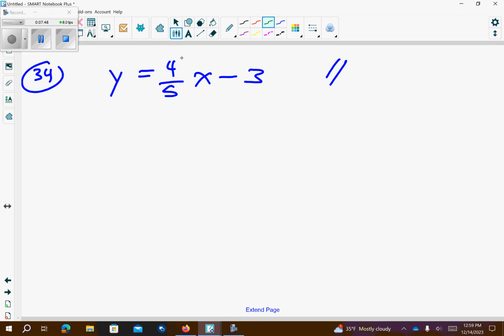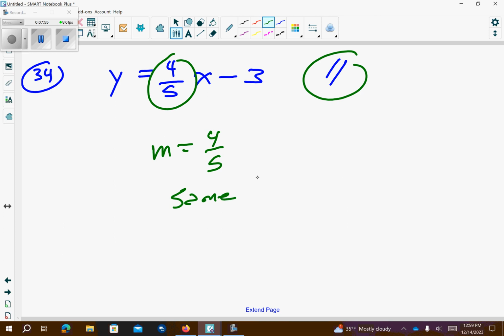34. Again, here's my slope. That's 4/5. So I want parallel, so that'll mean that'll be the same. So look for the equation that has 4/5 as a slope. So remember, we're looking for something that has 4/5 in the x spot. I don't care what everything else is. I'm looking at what's attached to x.